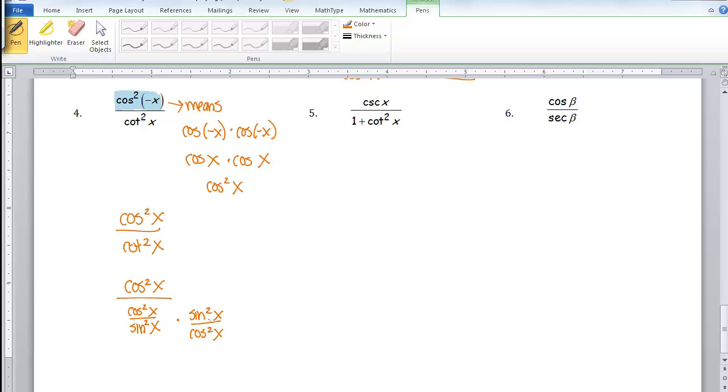When I do that in the denominator, it completely cancels out. That's the point. But you also have to multiply the numerator by the reciprocal. Here, that's going to cancel out our cosines, leaving me with just the sine squared x. Please now pause the video and complete number 5.